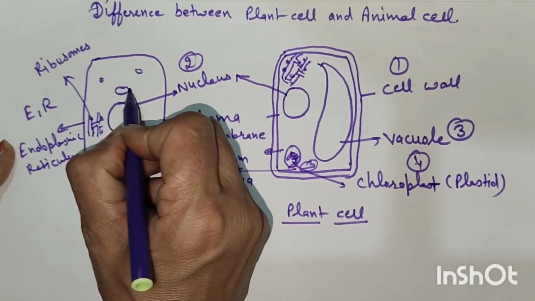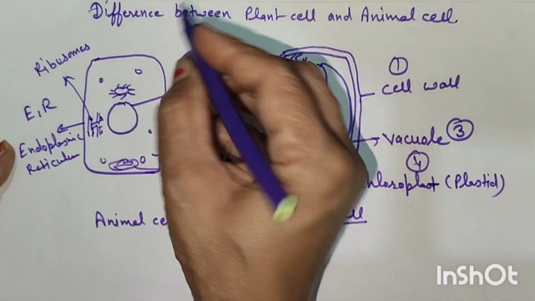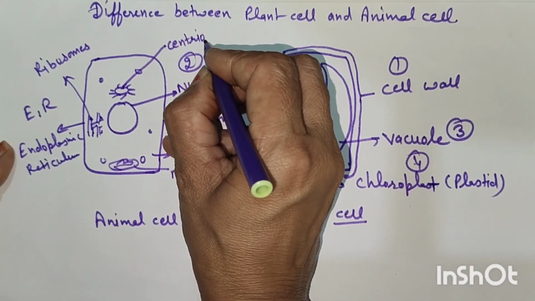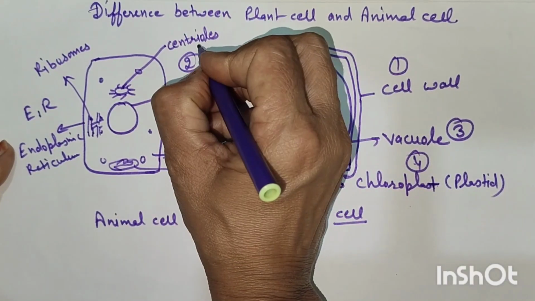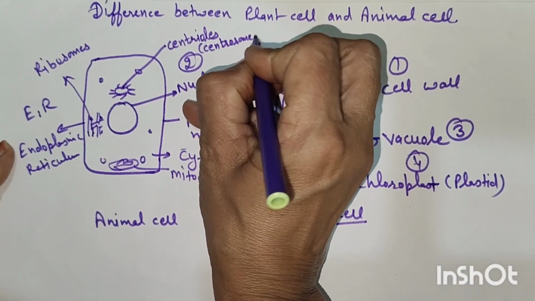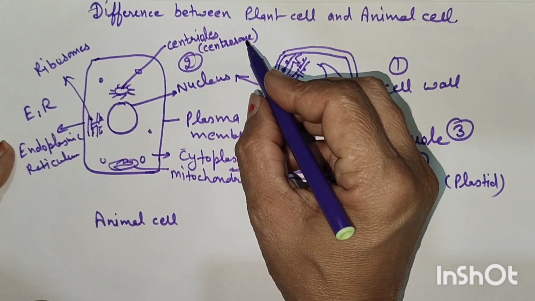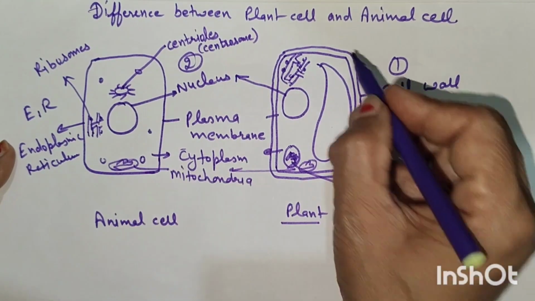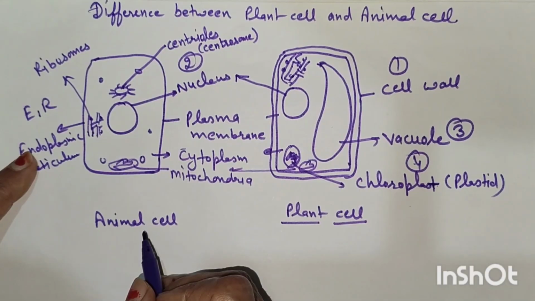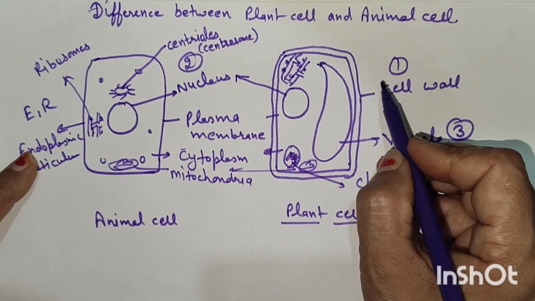In animal cell, there is a rounded body that is called centriole or centrosome. This helps in the division of the cell and is present in the animal cell but not in the plant cell. Here again I am recalling the differences.